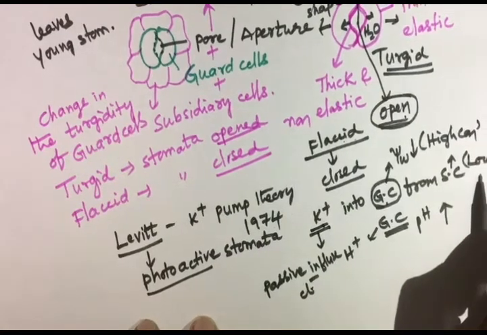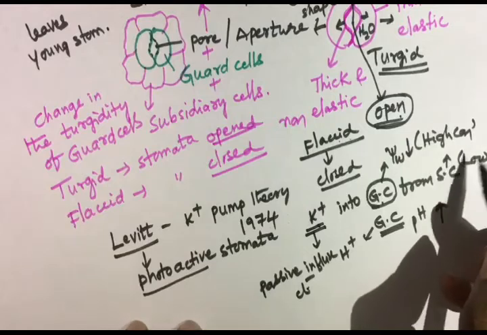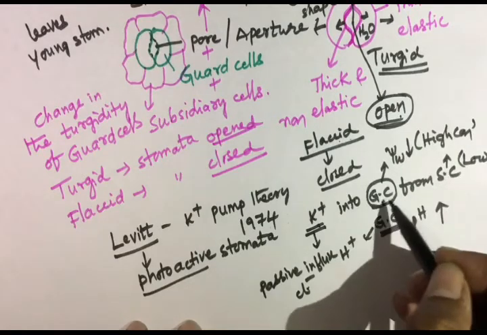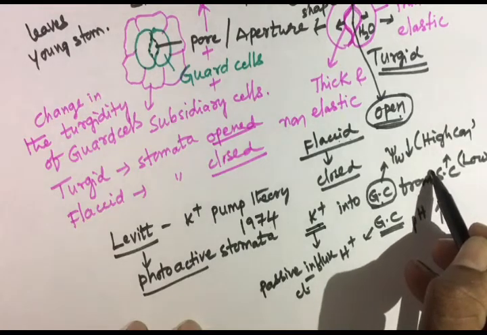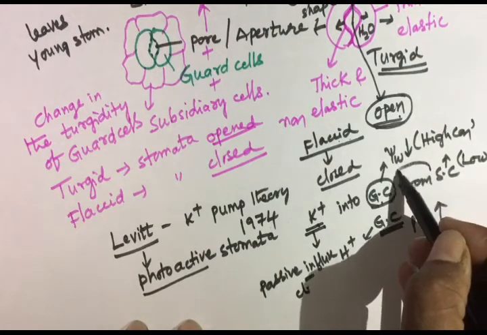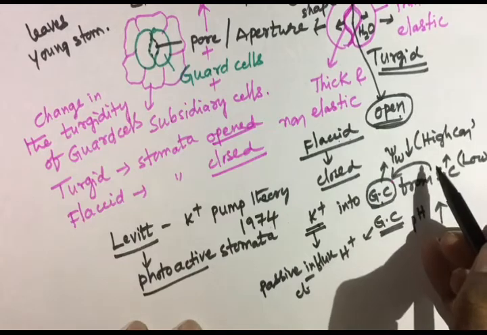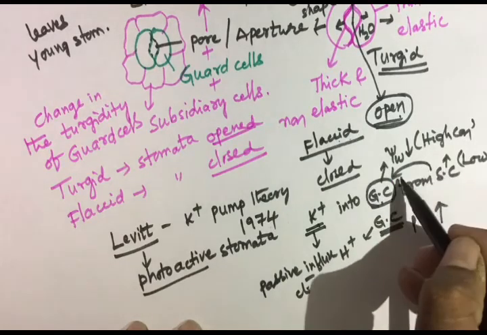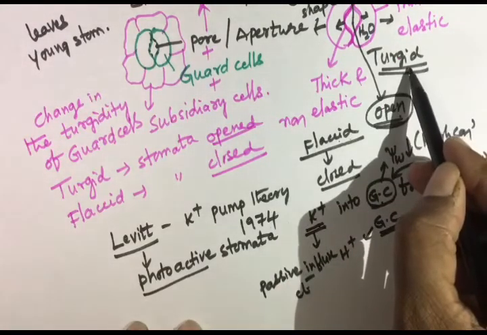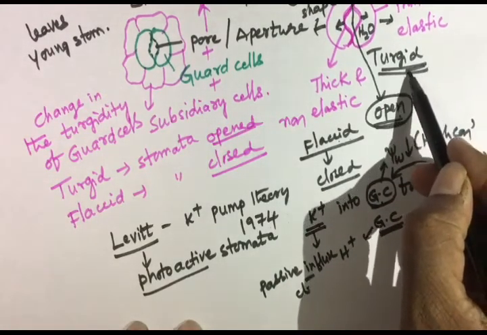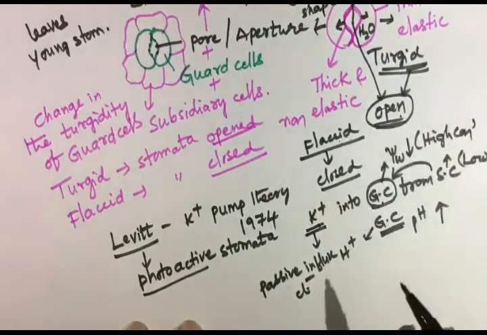Due to the difference in concentration between guard cells and subsidiary cells, water from subsidiary cells enters into guard cells and makes the guard cells turgid. As a result, the stomata is opened.